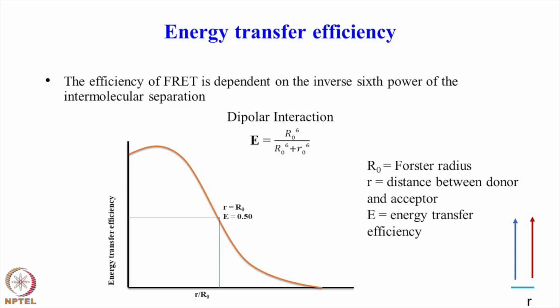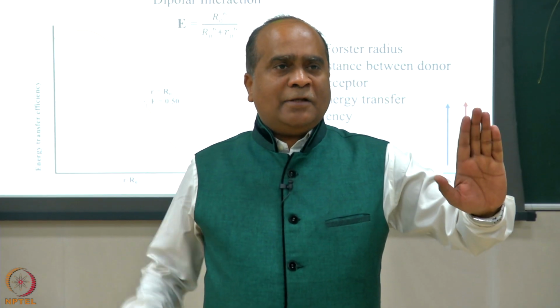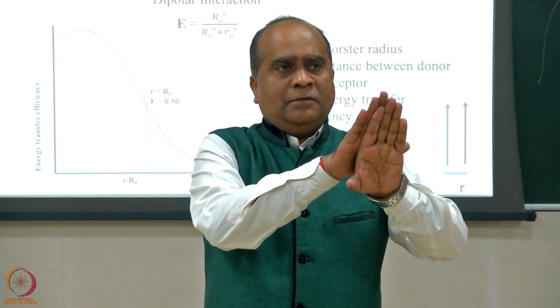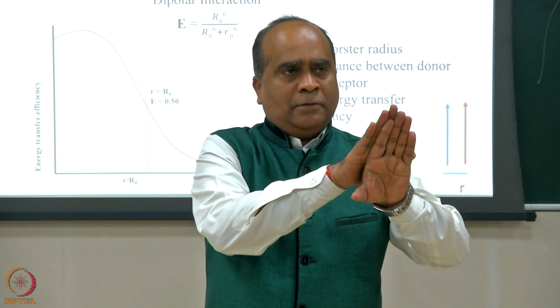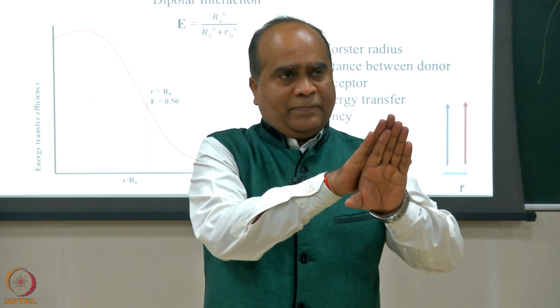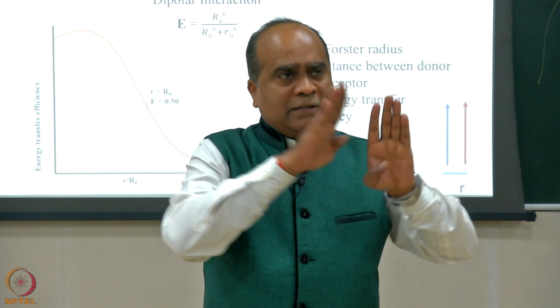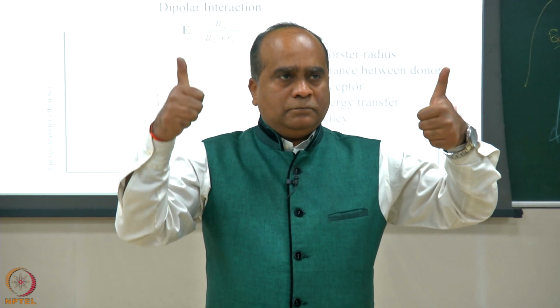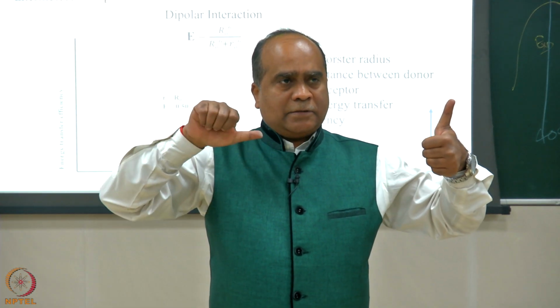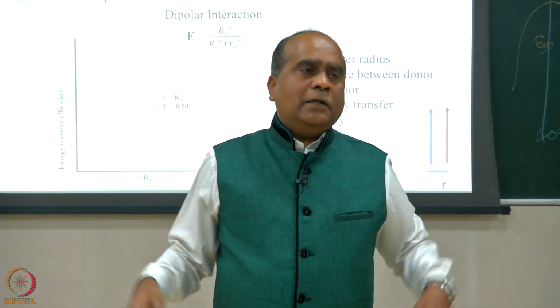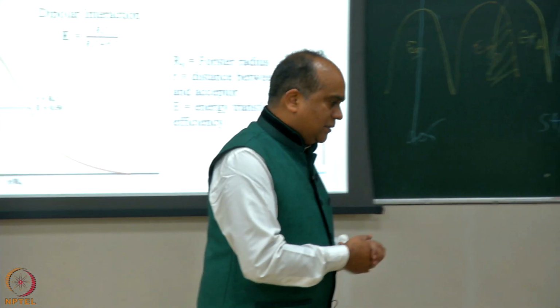So how much energy can get transferred? The primary condition is this: donor and acceptor, emission and excitation have to match. The emission of the donor should match the excitation of the acceptor, then only does energy transfer happen. They should be in close proximity, and their dipoles should be aligned like this. If it is this or this or this, they will cancel each other, so no energy transfer happens.